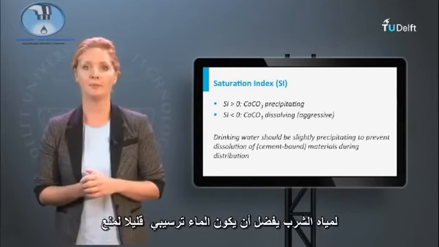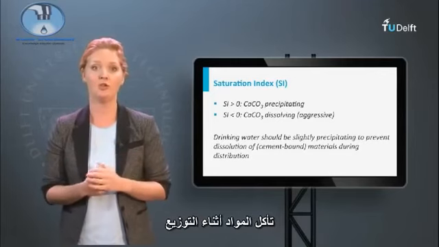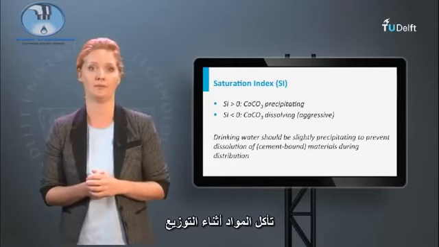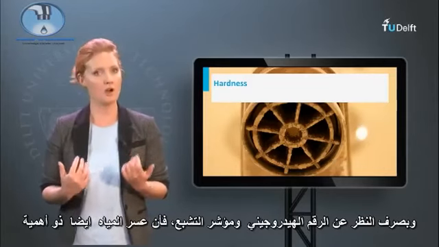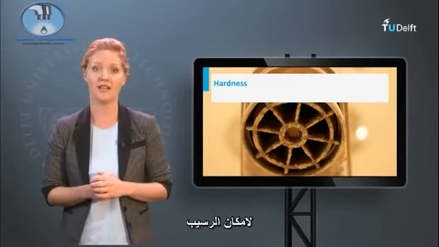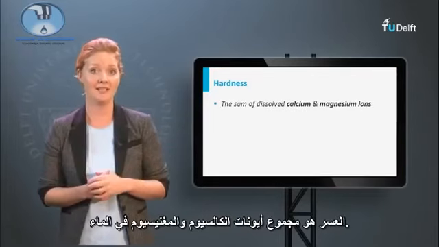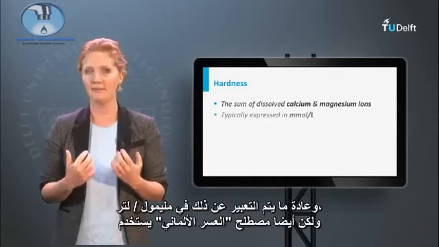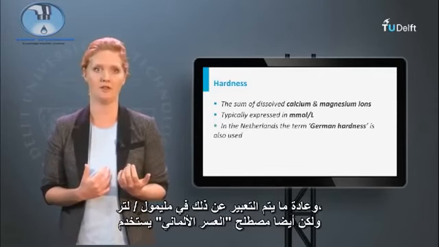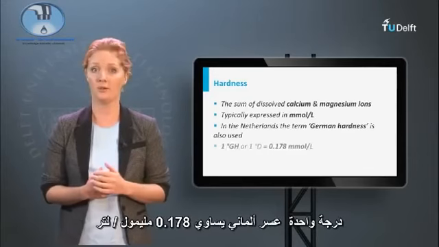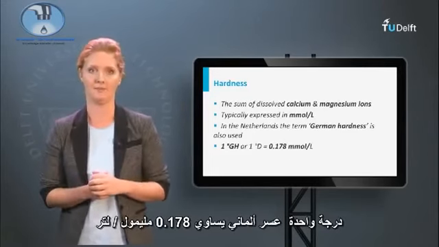For drinking water, it is preferred to have water that is slightly precipitating to prevent dissolution of materials during distribution. Apart from the pH and the saturation index, also the hardness of water is of importance for scaling potential. Hardness is the sum of calcium and magnesium ions in water. This is typically expressed in millimoles per liter, but also the term German hardness is practiced. 1 degree German hardness equals 0.178 millimoles per liter.